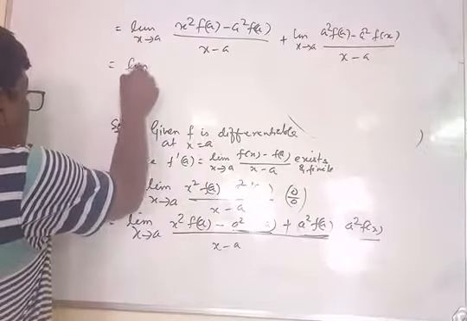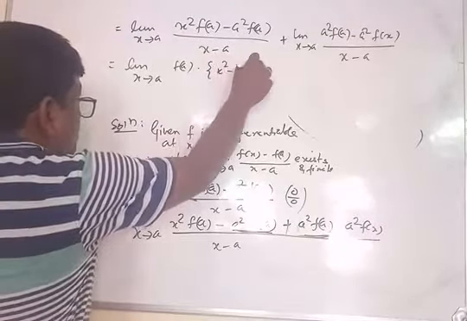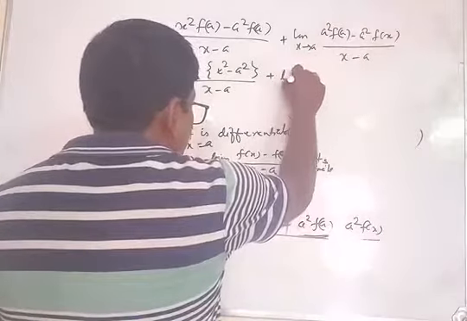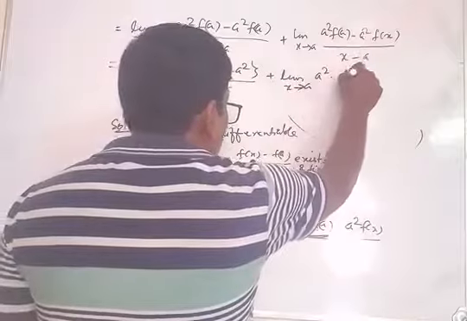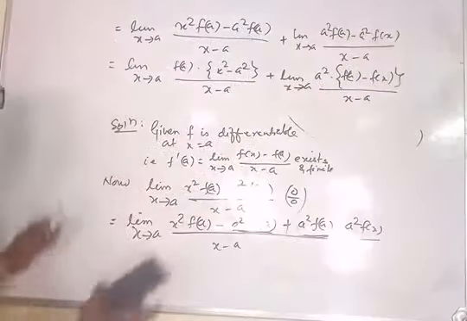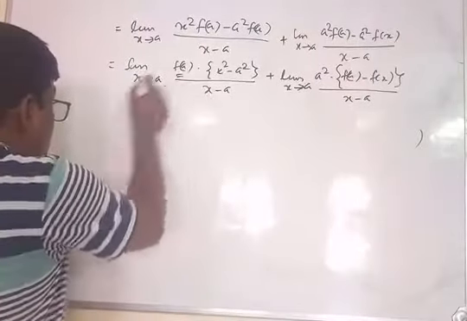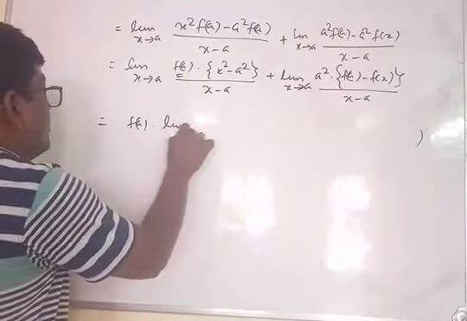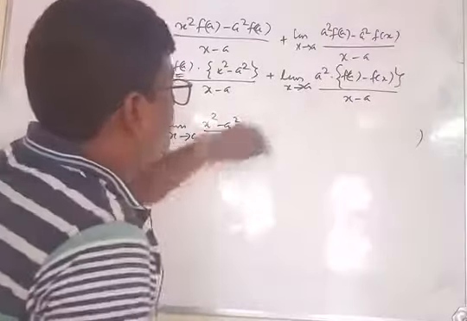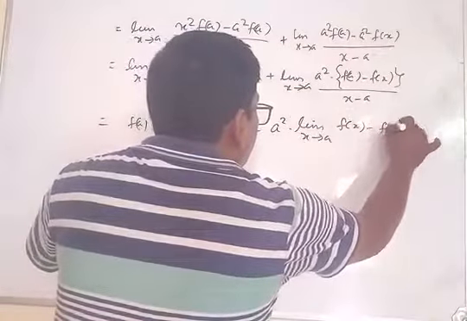So this is equal to limit x tends to a, taking f(a) common, of (x² − a²) divided by (x − a), and here a² common, with minus, limit x tends to a of (f(x) − f(a)) divided by (x − a). Since f(a) is constant, take it out: f(a) into limit x tends to a of (x² − a²) divided by (x − a), minus a² into limit x tends to a of (f(x) − f(a)) divided by (x − a).